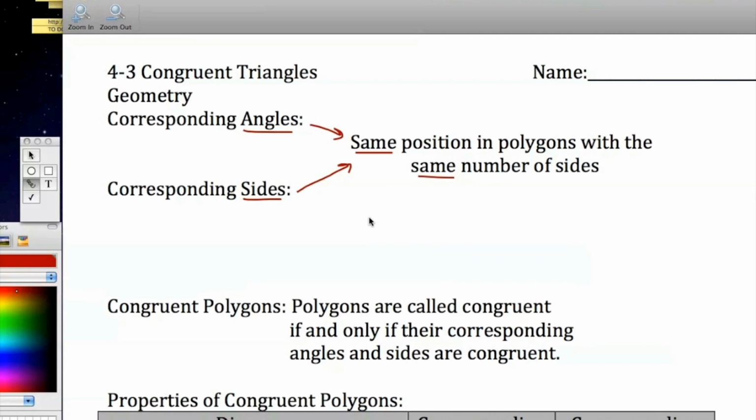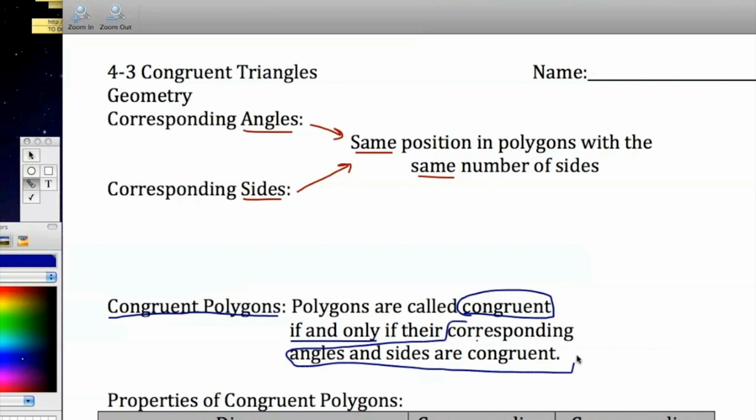Okay? So you have to compare squares to squares. You have to compare triangles to triangles. You have to have the same number of sides when you're comparing congruent or corresponding things like that. Okay? And the next piece here, congruent polygons, is saying that polygons are called congruent only if and only if, which is a biconditional, their corresponding angles and sides are congruent.